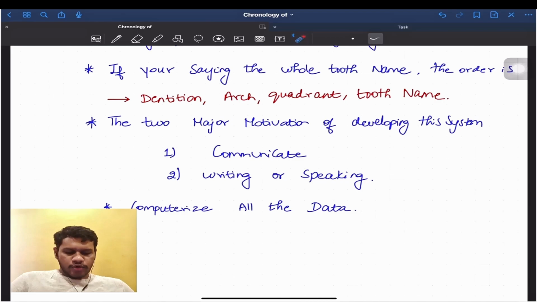The two major motivations for developing these systems were, first, to communicate with your colleagues, the dentists, so it should be easy for communication, in writing or speaking. Then, to computerize all the data. You have to computerize and store the patient data.